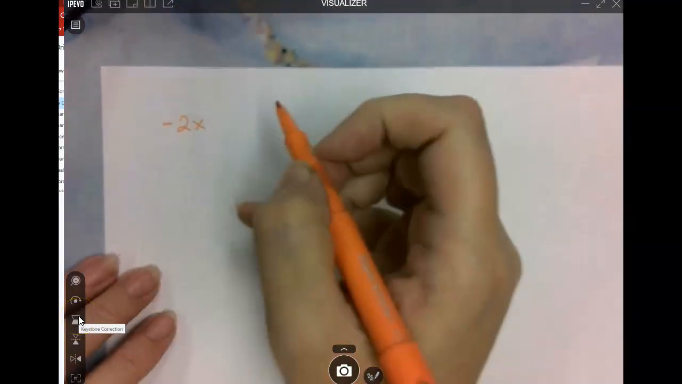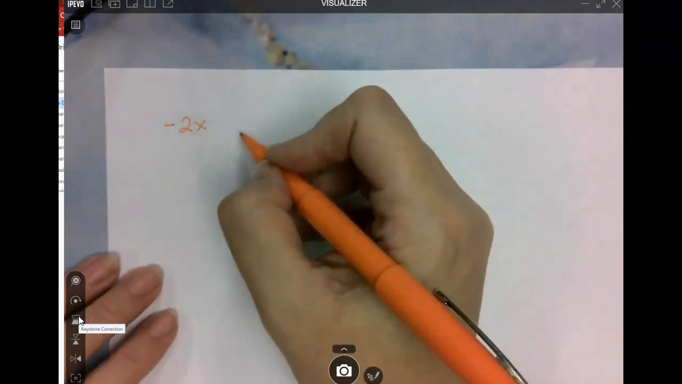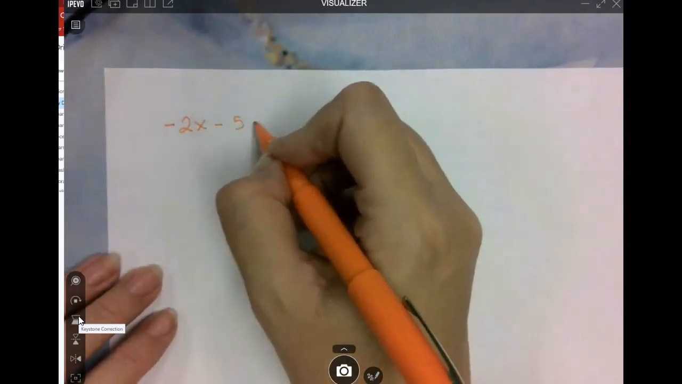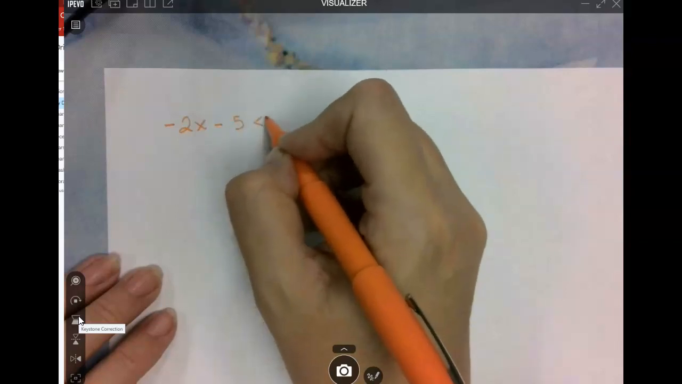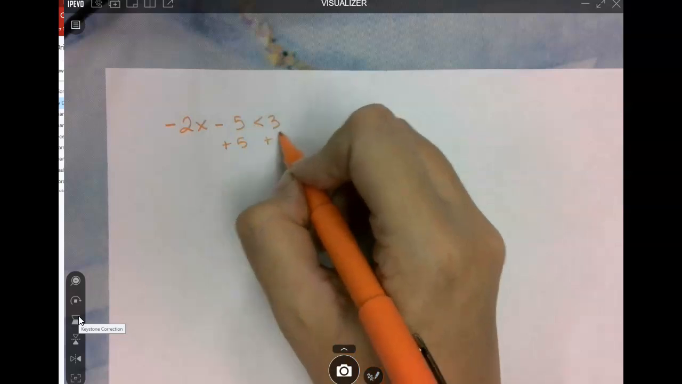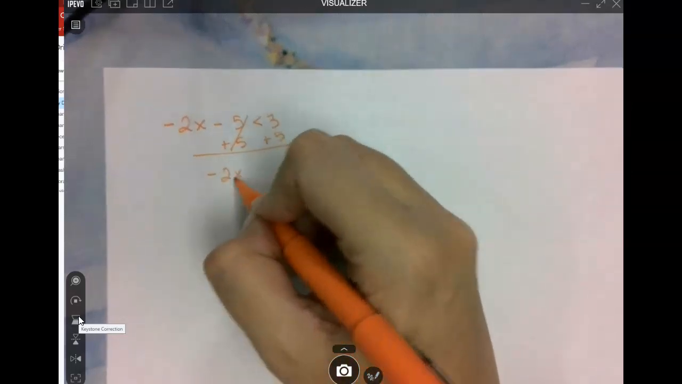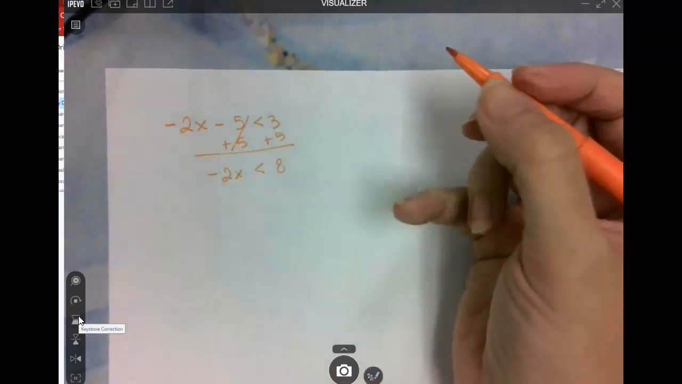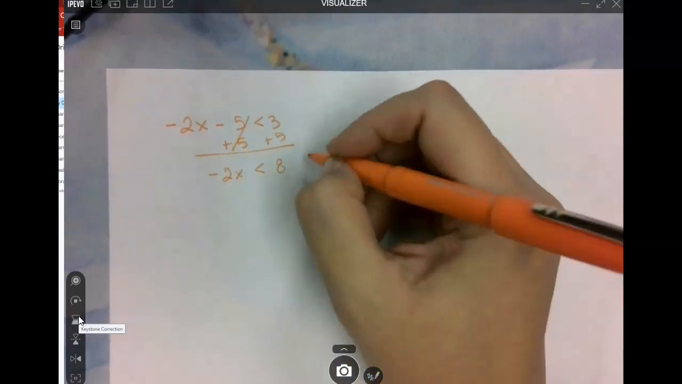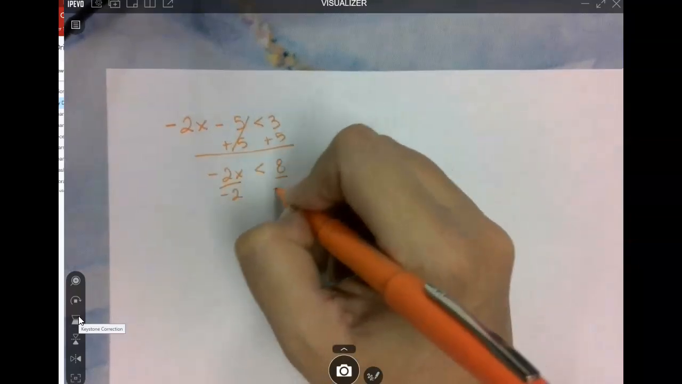Negative 2x minus 5 is less than 3. So the first thing I'm going to do is add my 5 to both sides. So this cancels, and I get negative 2x is less than 8. Now what we have to remember from Algebra 1 is the next step here is divide by a negative.